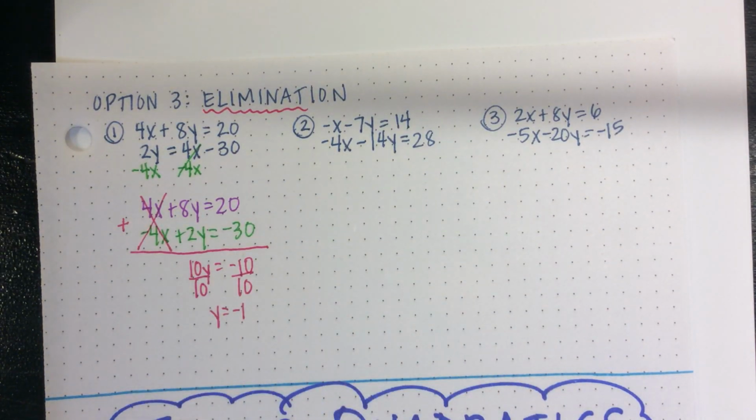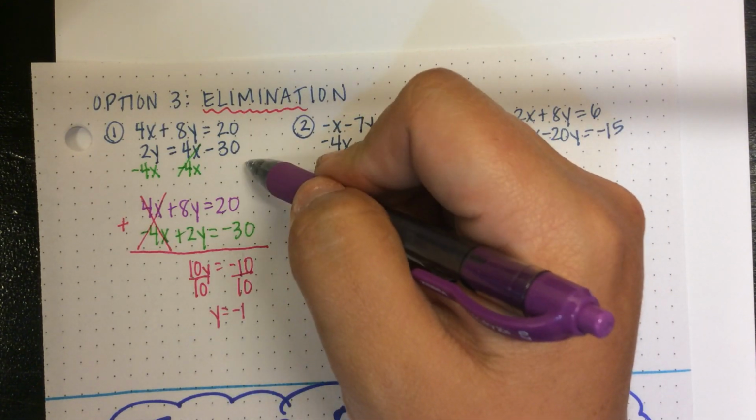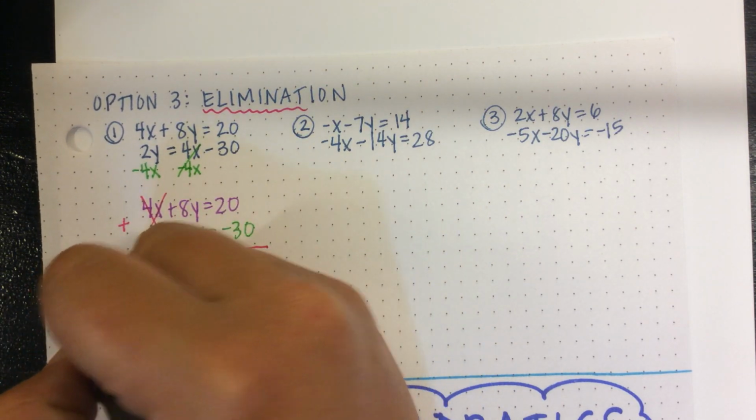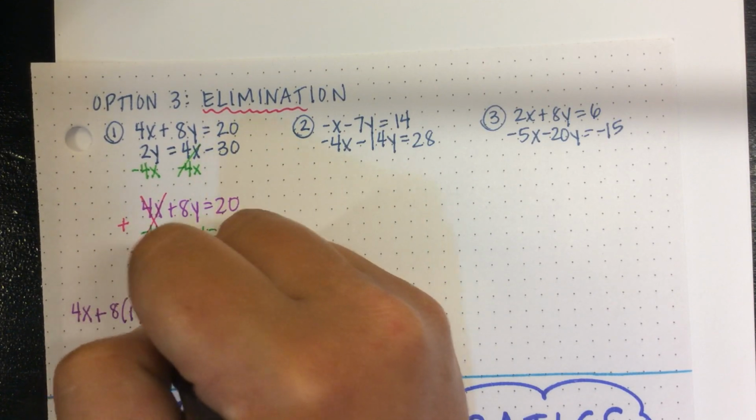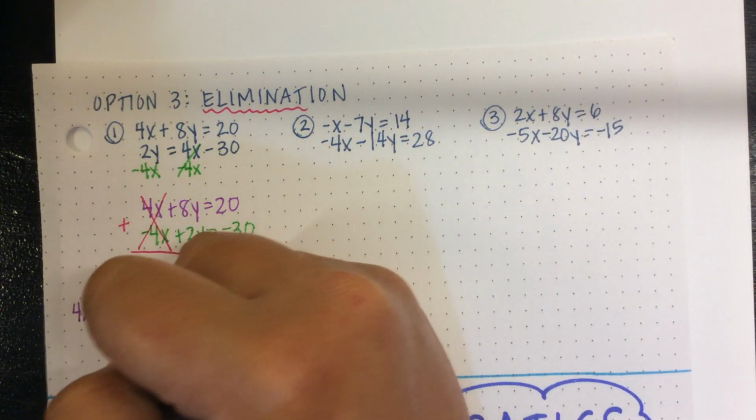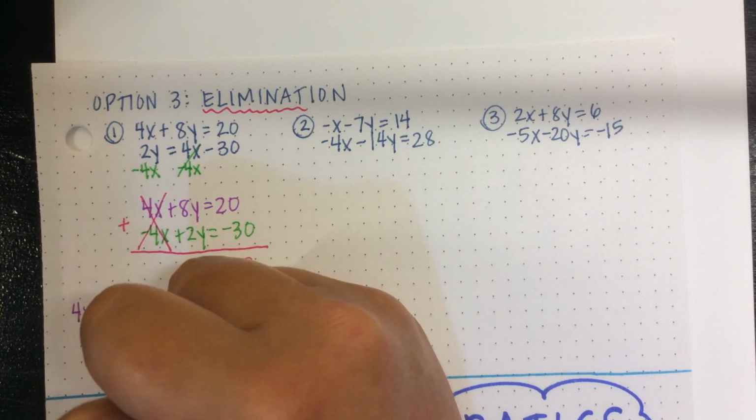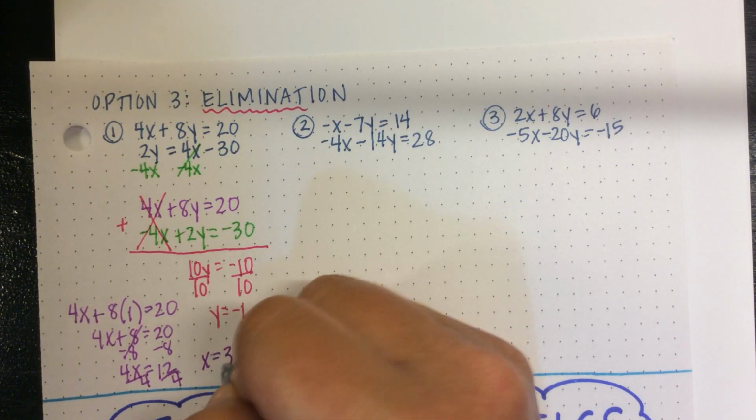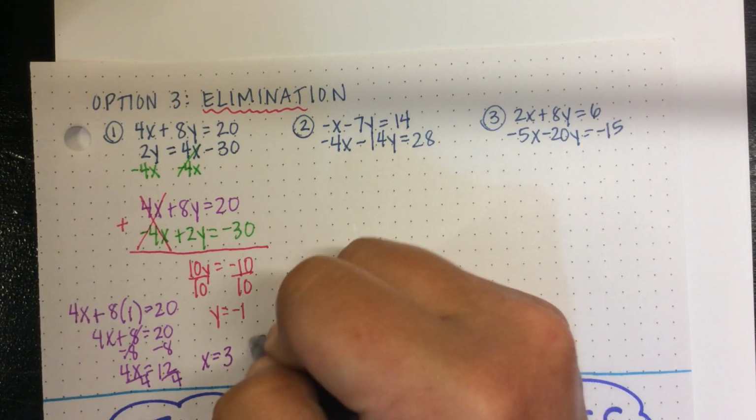So now to get my answer, we plug it back in. So that means I'm going to take my y and plug it into either one of the equations. Does not matter which one. I'm just going to pick the top one because I usually pick the top one. So we're going to say 4x plus 8 times negative 1 equals 20. So that's 4x minus 8 equals 20. Add the 8. So we get 4x equals 28. Divide by 4. And we get x equals 7. And then you write your ordered pair. So my answer for this system would be 3, negative 1.